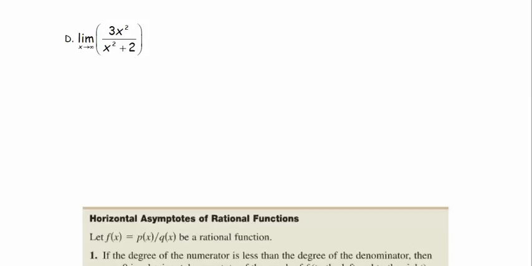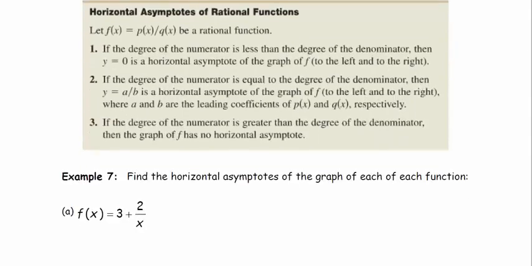Alright, now let's go on to the specifics of horizontal asymptotes of rational functions. Let f of x equal p of x over q of x be a rational function. If the degree of the numerator is less than the degree of the denominator, then y equals 0 is a horizontal asymptote. And if the degree of the numerator is equal to the degree of the denominator, then y equals a over b is a horizontal asymptote. And if the degree of the numerator is greater than the degree of the denominator, then the graph of f has no horizontal asymptote. So there's 3 cases here, so make sure that you're clear on them.